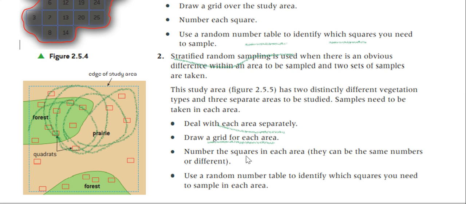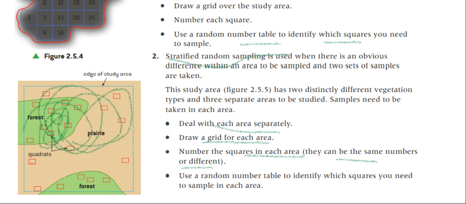The squares in each area have to be numbered. They can be the same numbers or different, you can just give any number. And then you just have to choose a random number table and identify which square has been chosen using the number. And you can just sample that area. So, for example, this particular square has been chosen, then you just sample this area and you can be done.